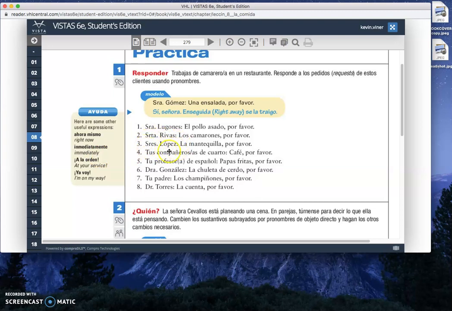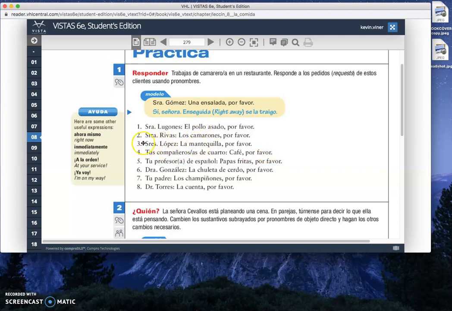3. Señores López. So this is more than one person, right? This must be a couple, because it's plural. Señores, that's what the S-R-E-S is, right? Señores López. They're asking for la mantequilla, por favor. Pause it. And we're back and we say, sí, señores. Enseguida se la traigo. Right?